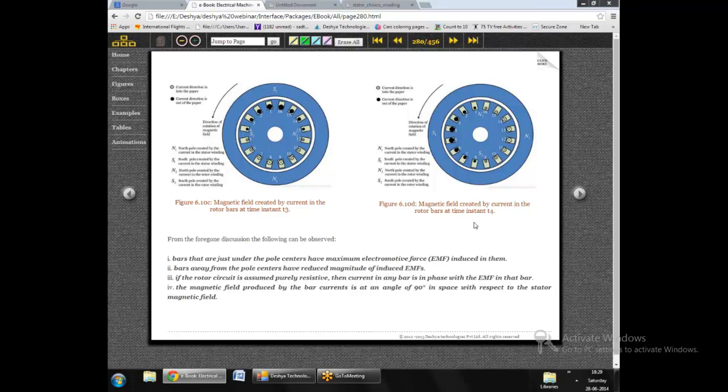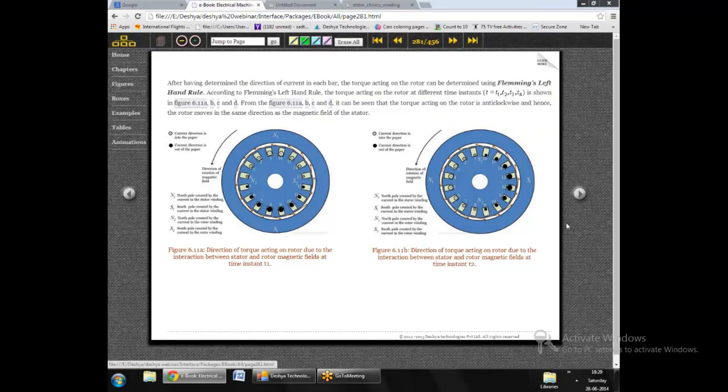For any kind of machine, be it an induction machine or a synchronous machine or a DC machine, the important thing is that the angle between the stator and the rotor magnetic field should remain constant at each and every time instant. And to produce maximum torque, the angle between the two fields should be equal to 90 degrees, and this is exactly what is happening here in the case of a cage induction motor.